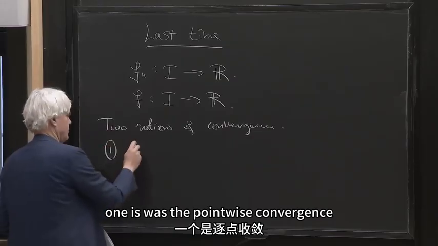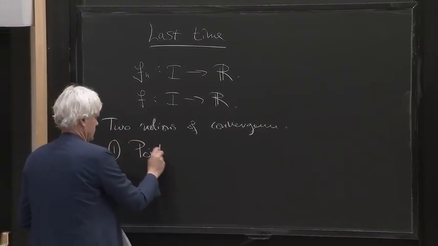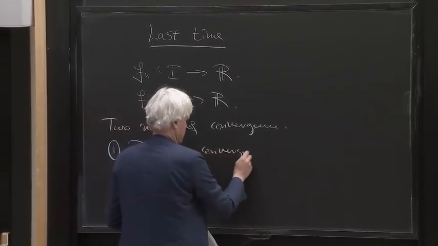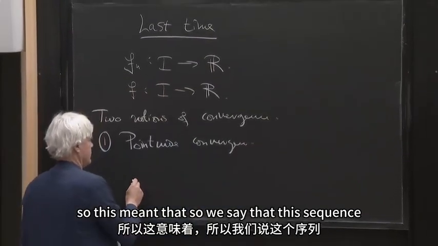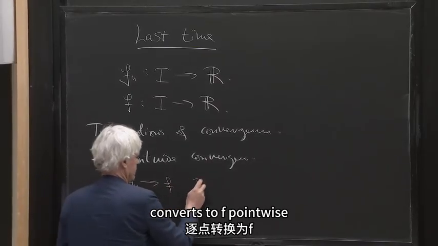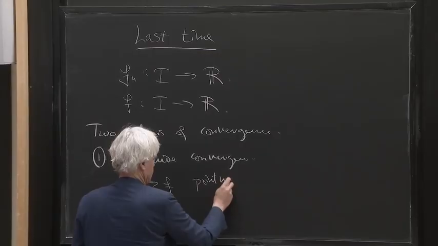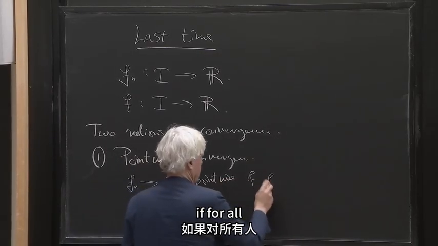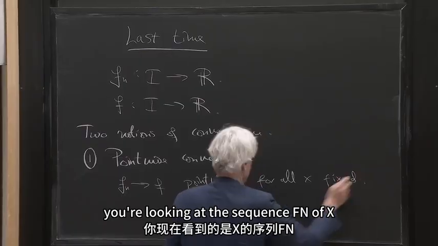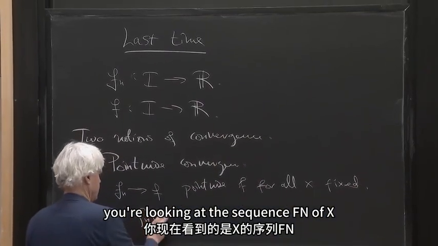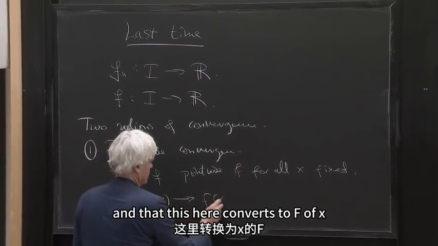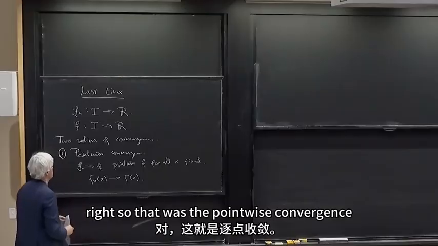One was the pointwise convergence. So we say that this sequence converges to f pointwise if for all x fixed, you're looking at the sequence fn of x, right? So x is fixed, and this converges to f of x. Right, so that was the pointwise convergence.